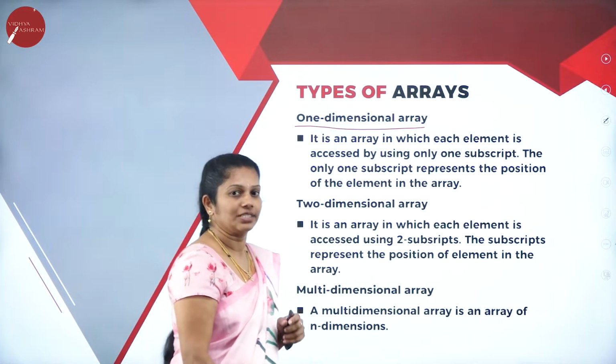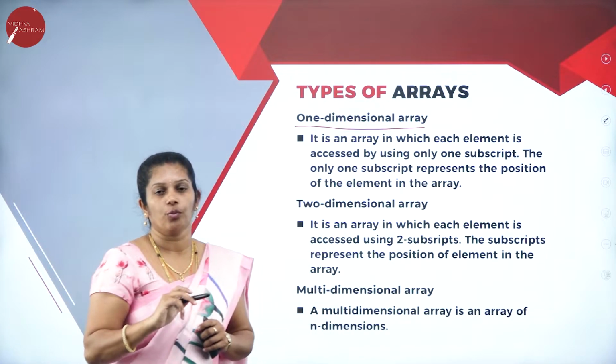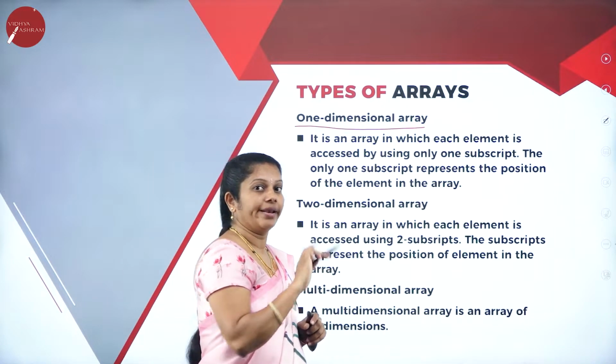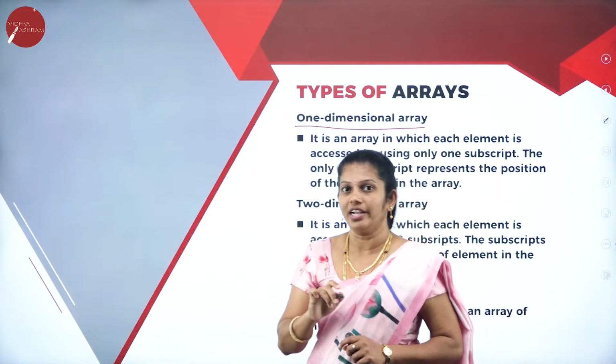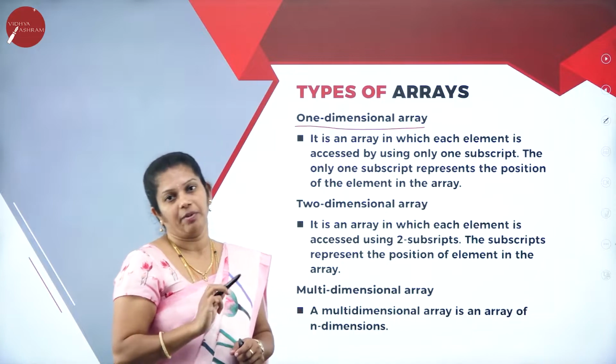The array which contains only one subscript, where it may be in row format or it may be in column format. Whereas when we come to a two-dimensional array, it is a combination of row as well as column. But in a one-dimensional array, it must be either a row or a column.